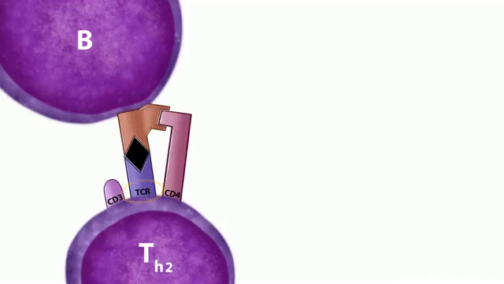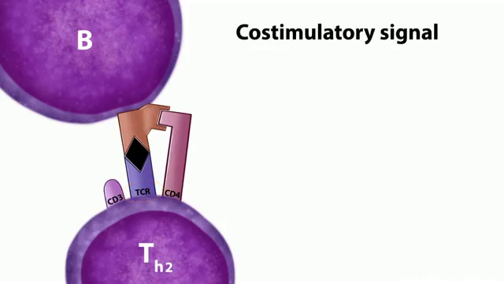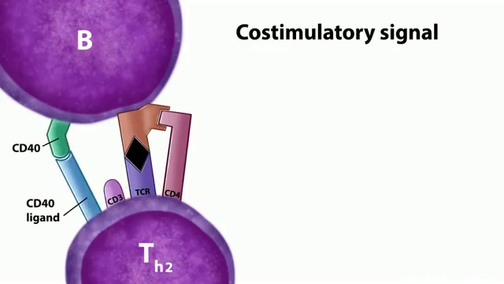The third step is another co-stimulatory signal. The B cell has a CD40 marker on its surface, which binds to a protein on the T cell called a CD40 ligand. And then finally, the first three steps have now induced this T helper 2 cell to produce IL-4 and IL-5, which stimulates proliferation of B cells and immunoglobulin class switching of the B cells.